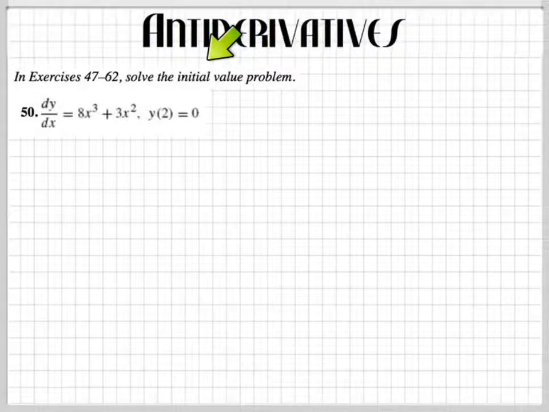I don't even know what that means. What is an initial value problem? Well, I know what it means because I'm going to tell you guys. But do you know what it means? So this is what you have to do. Your goal is to find the original function. So you're trying to find y.